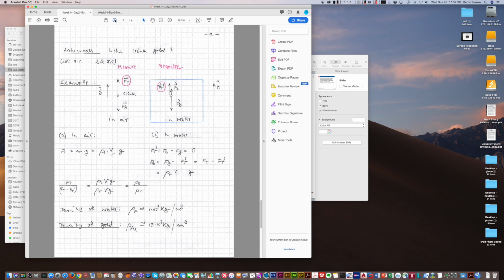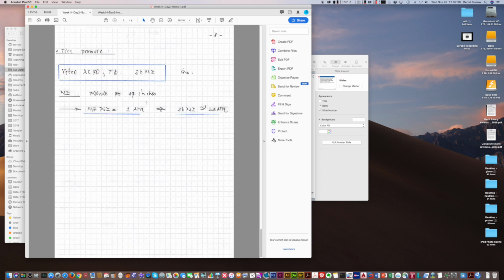So here's in fact an example for a tire pressure. I told you before, in my car, it's an XC70, it's a T6, I typically put in 36 psi. 14.7 psi is about 1 atmosphere pressure, so 36 psi would be roughly 2.5 atmospheres. So that's a typical tire pressure.